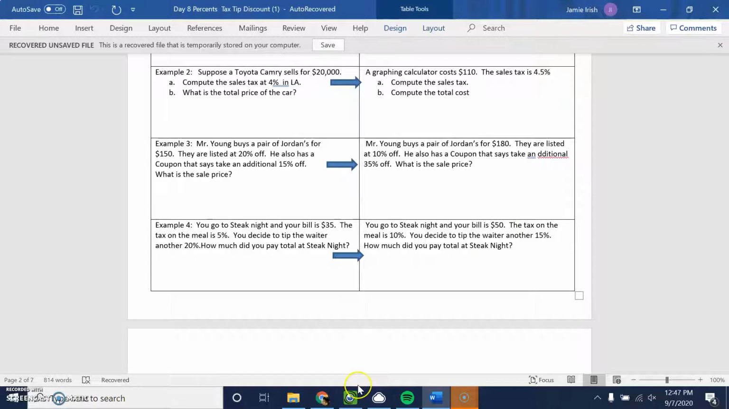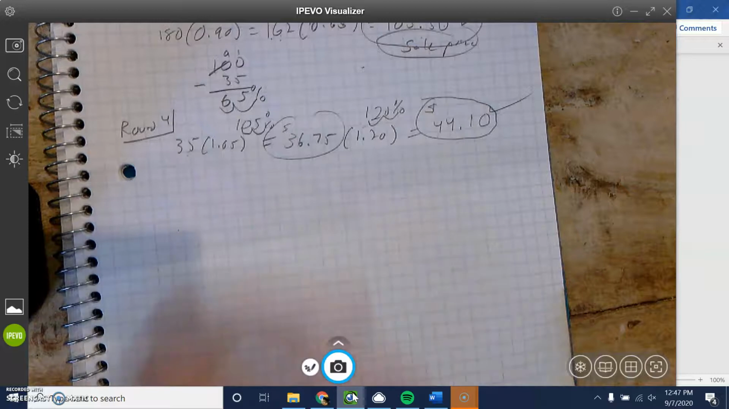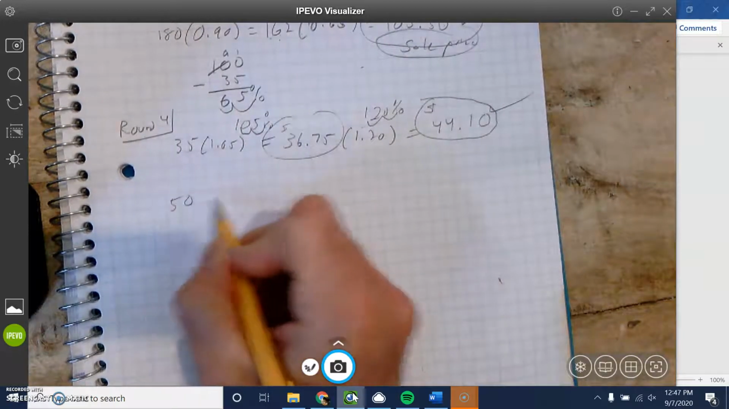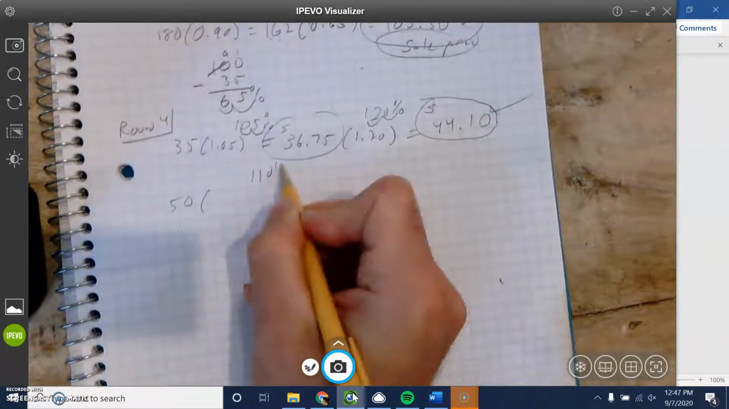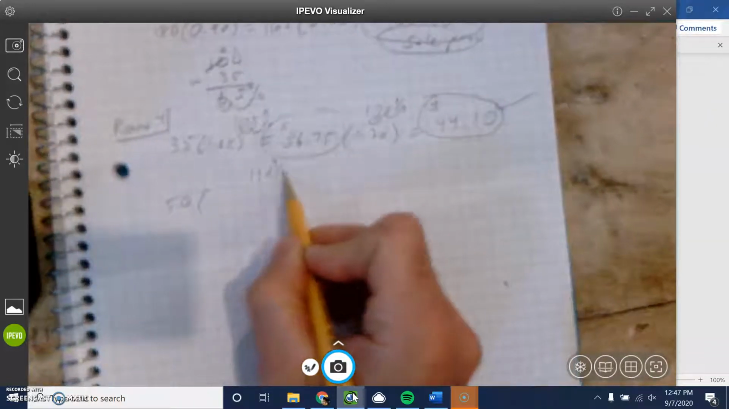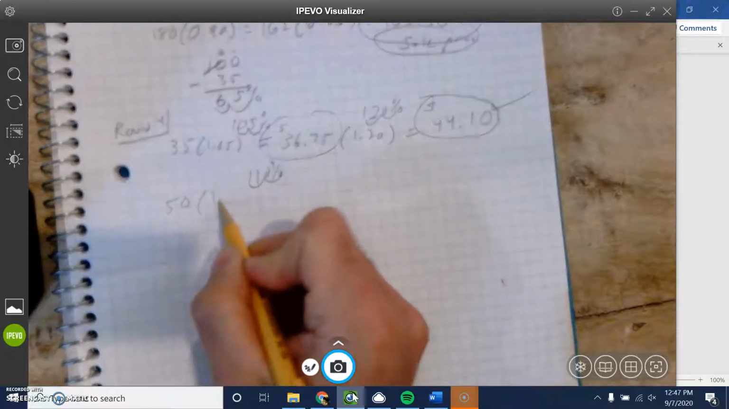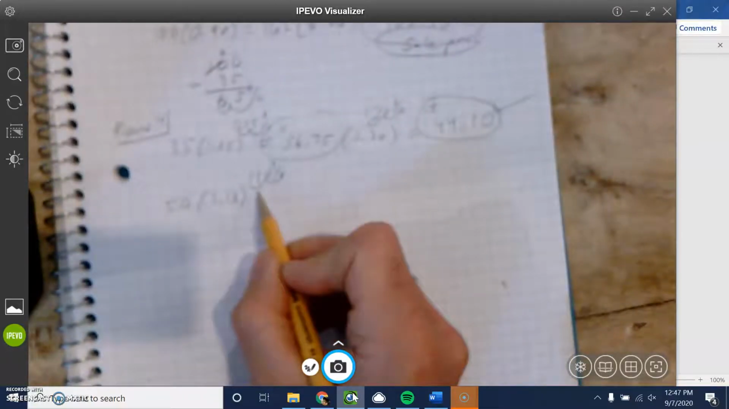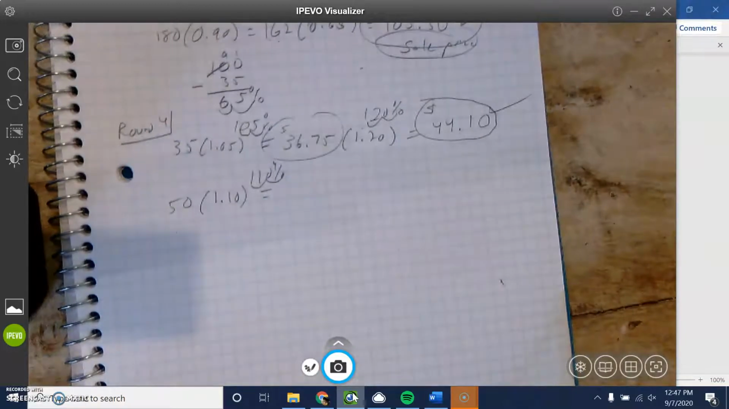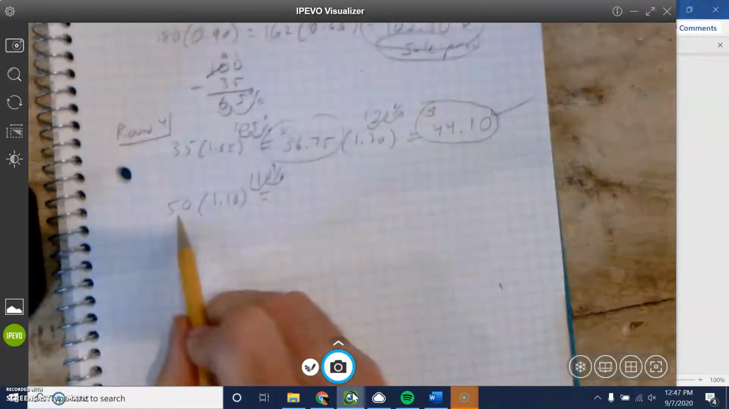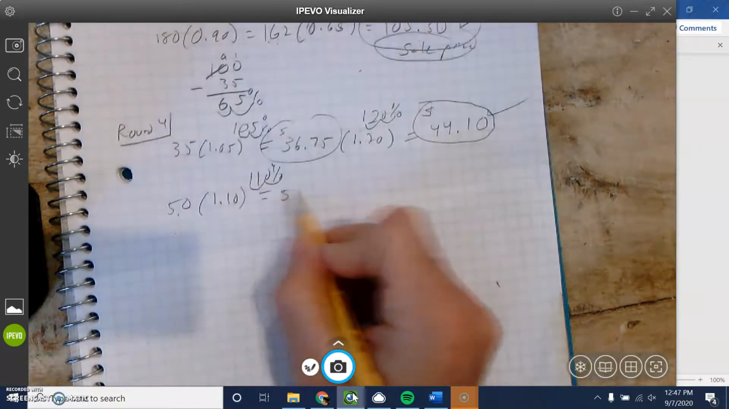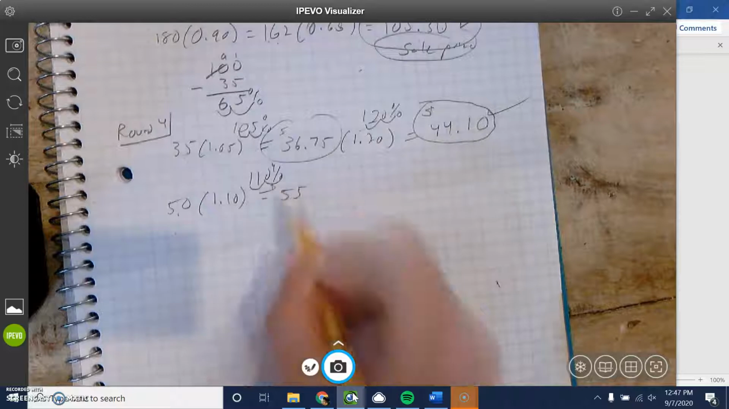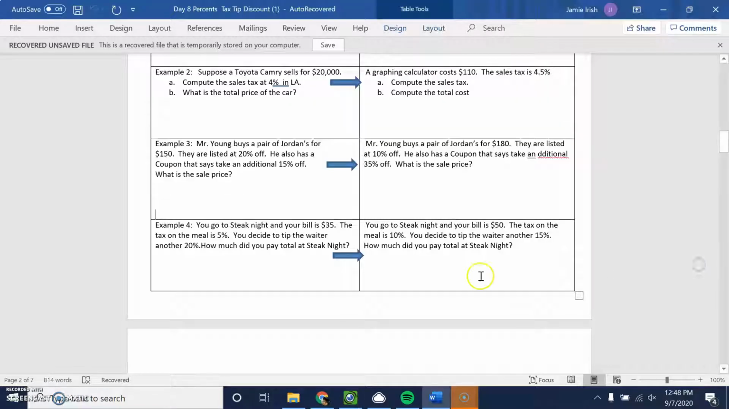All right, let's see. So $50, and you're doing 10%. So I know that that's going to be 110% with the tax. So it's 1.10 or 1.1. So that's going to be, well, I know 10% of 50 is 5, and then you add that 5 back on, so that's going to be $55. Cool. And so how much you tip in? You tip in 15%, all right?